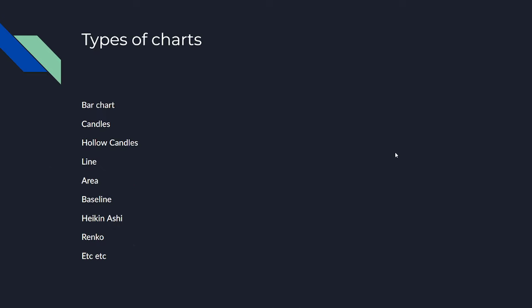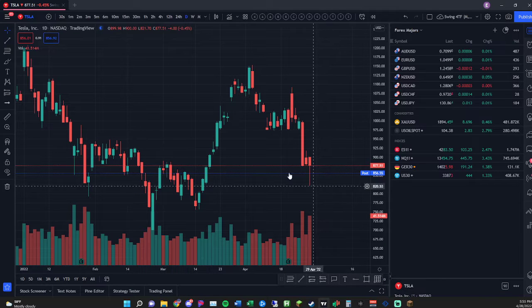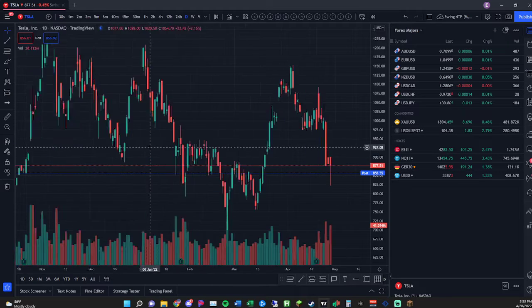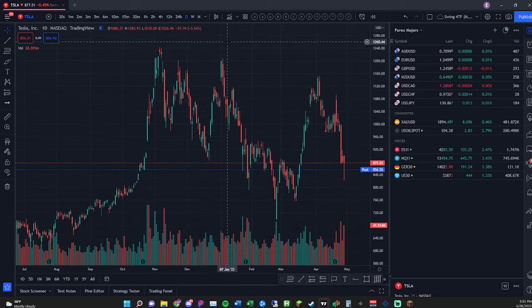So we'll start off. There's tons of different types of charts. We'll actually go through an example on TradingView, which, if you don't know what TradingView is, it is a chart software. Looks something like this. So I'll basically show you guys how to read a chart.